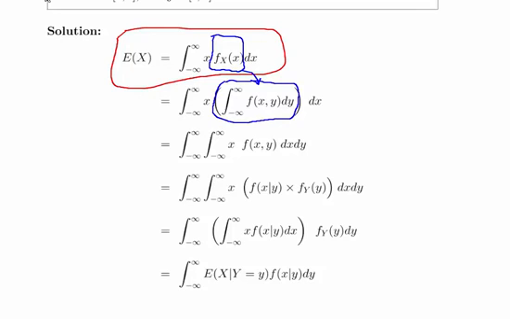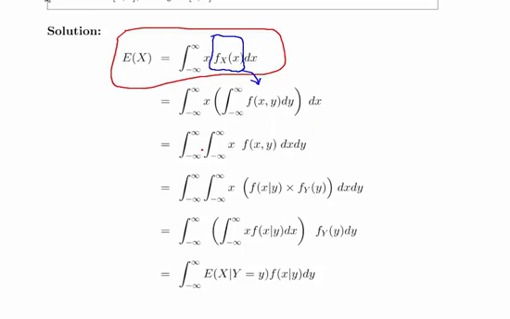Now what I'm going to do is rearrange this. I have x out here, so I bring it in here. I have the joint density function there, and I have dx and dy, which I put there. We put the integrals out here, so you have a double integral. This is where we're at right now.